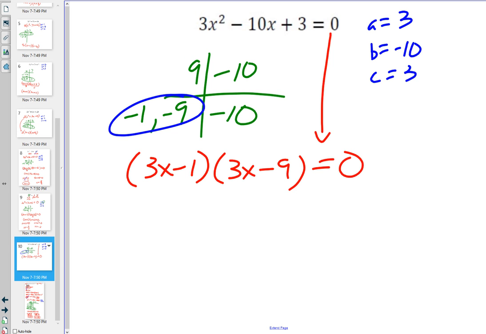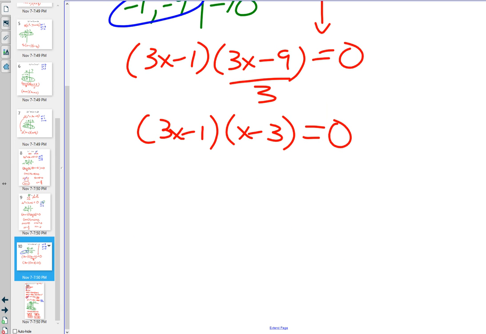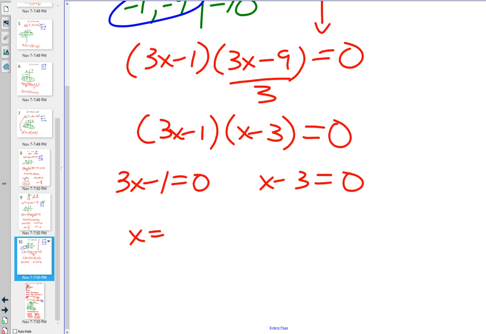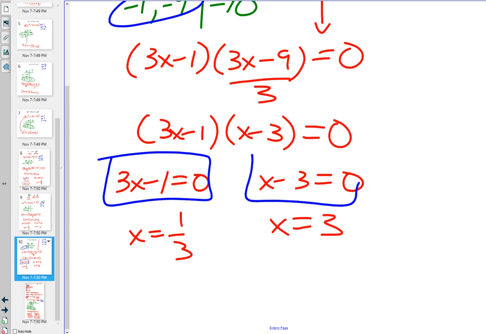Do any of these have a common factor? This can be divided by 3, so I get 3x minus 1, x minus 3 equals 0. Make each one equal to 0: 3x minus 1 equals 0, x minus 3 equals 0. x can be 1/3, x can be 3. I realize that I'm skipping steps there, but I would assume that if I had started you with just this and just this, you would know how to solve it. Any other questions for me?